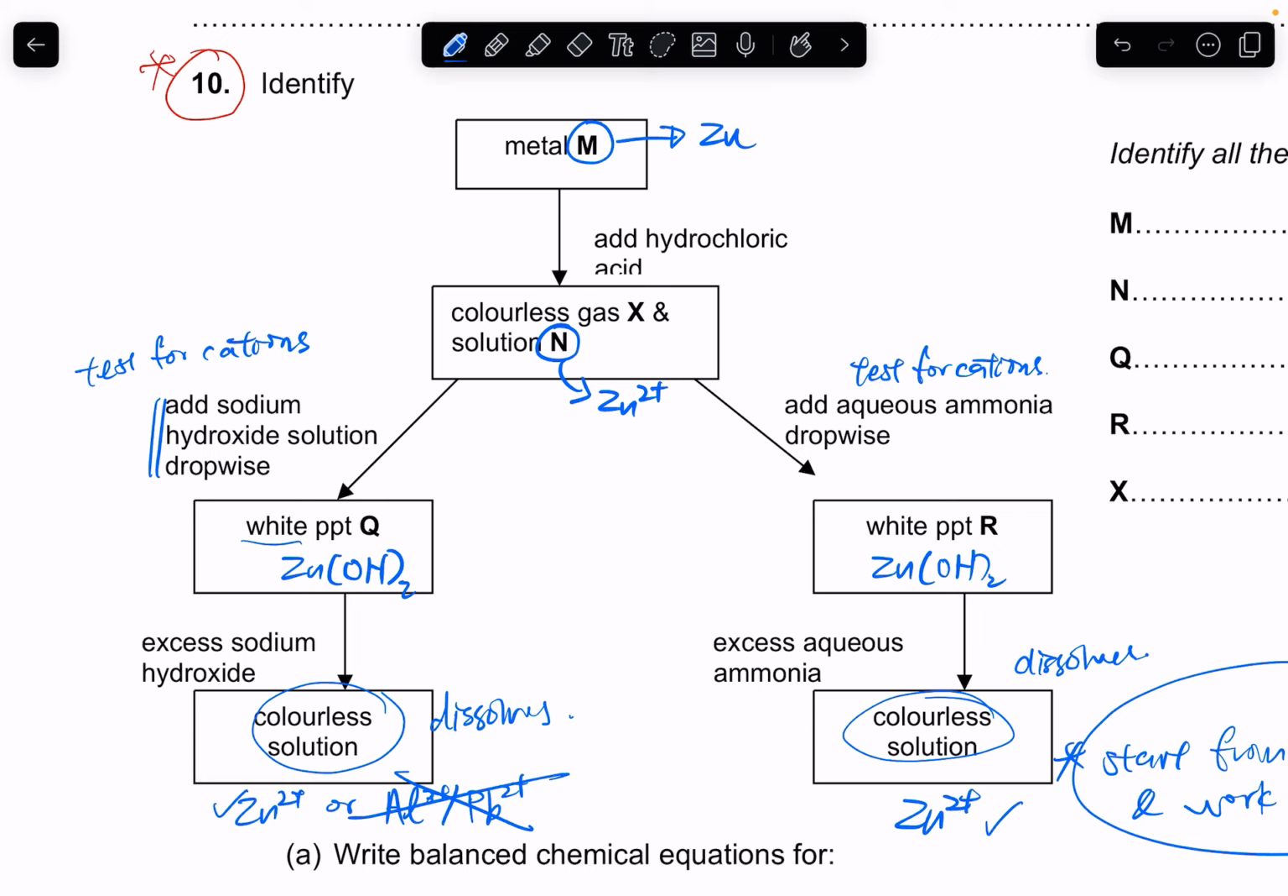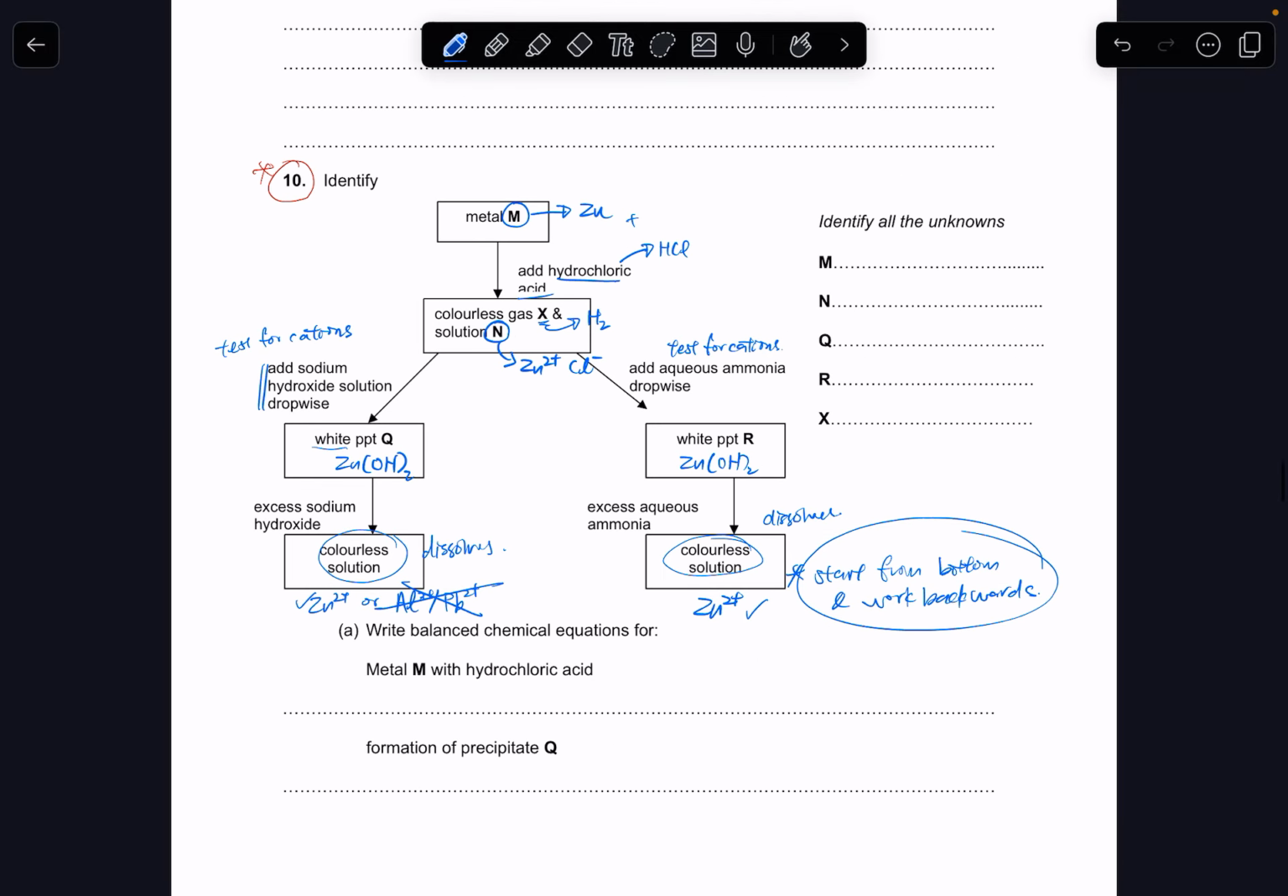Okay, so zinc add hydrochloric acid gives me a salt solution. So what salt solution is this? Hydrochloric acid is HCl. So therefore, my solution must be zinc chloride. And this is acid plus metal gives you salt and hydrogen gas. Okay, so that's how you can identify everything here.